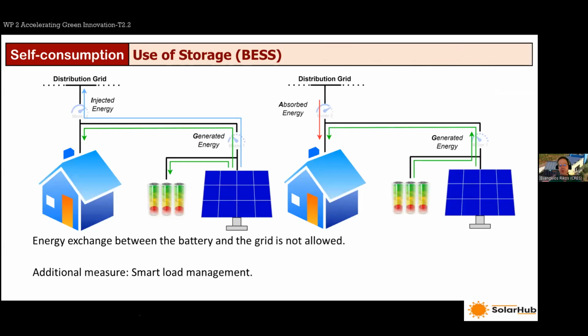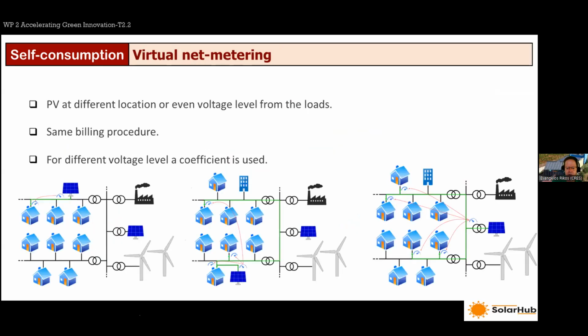One way to improve the performance and reduce the cost that the user has to pay for the electricity bill is to use batteries in combination with the photovoltaic system, and synchronize and operate them in a way so that the injected energy is avoided. That's the idea of using batteries, and this can also be done by controlling the loads.